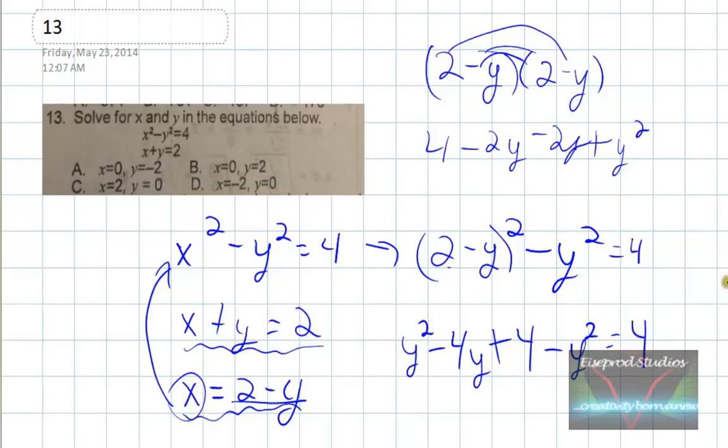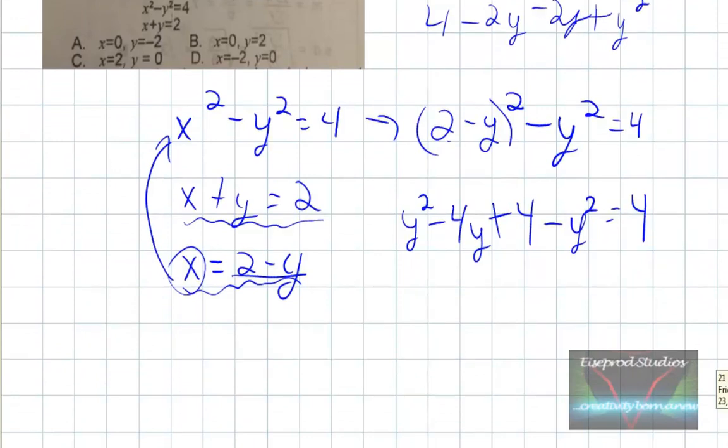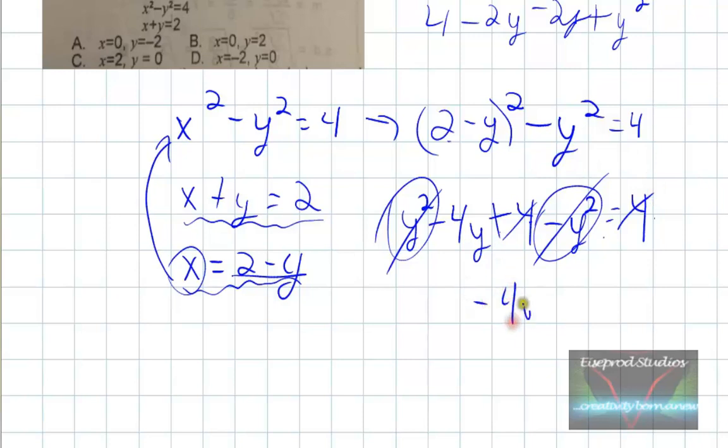And so now I'm going to go ahead and solve for y. So this positive y squared and this negative y squared are going to cancel each other out. Also, I'm going to subtract this 4 from both sides, and essentially they're going to cancel each other out as well. So now I'm left with negative 4y is equal to 0, which basically means y can only be 0. So y is 0. We know that much now.